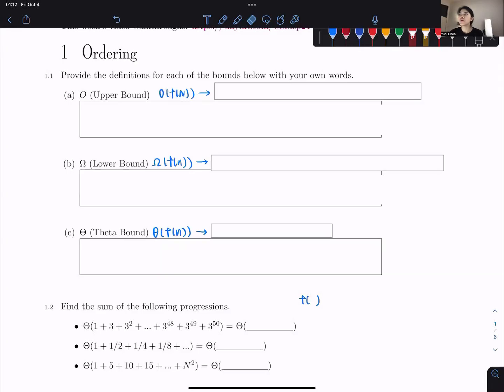Hi, welcome to the video walkthrough of the ordering question. The question first asks us to provide a definition for each of the bounds below in our own words. So first up, we have big O notation.